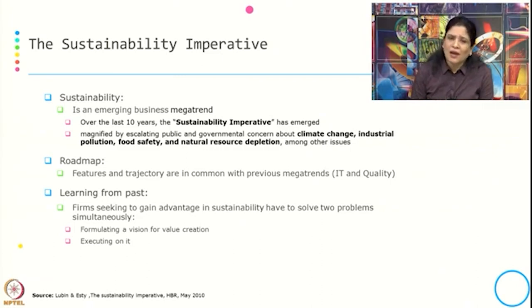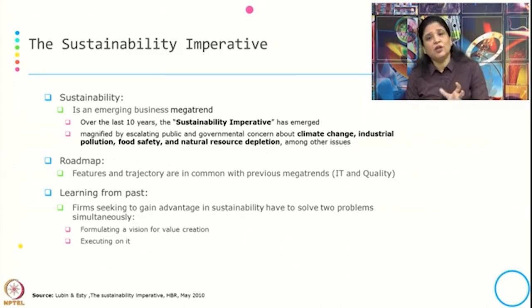The trend has been magnified by escalating public and governmental concern about climate change, industrial pollution, food safety, natural resource depletion, among other issues. So these are what we are trying to bring in when we categorize what makes it imperative: the environmental issues that talk about climate change, the negative externality, and also natural resource degradation and depletion.